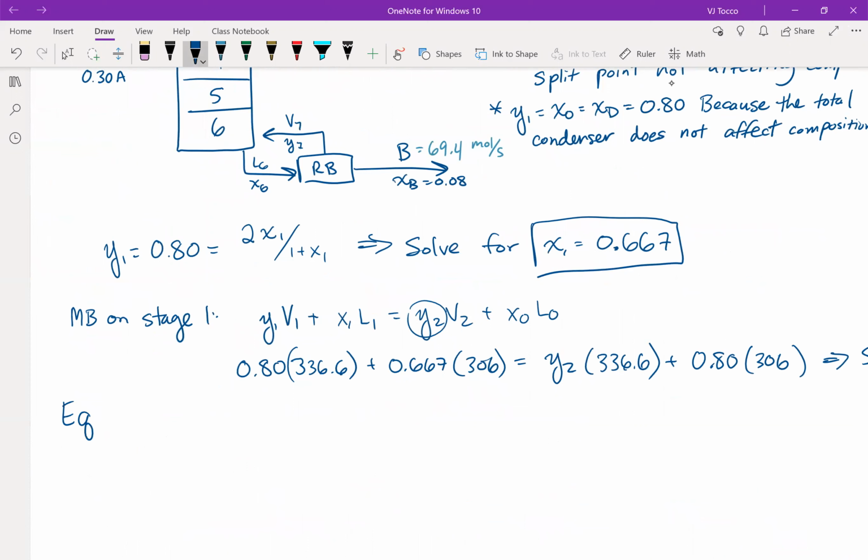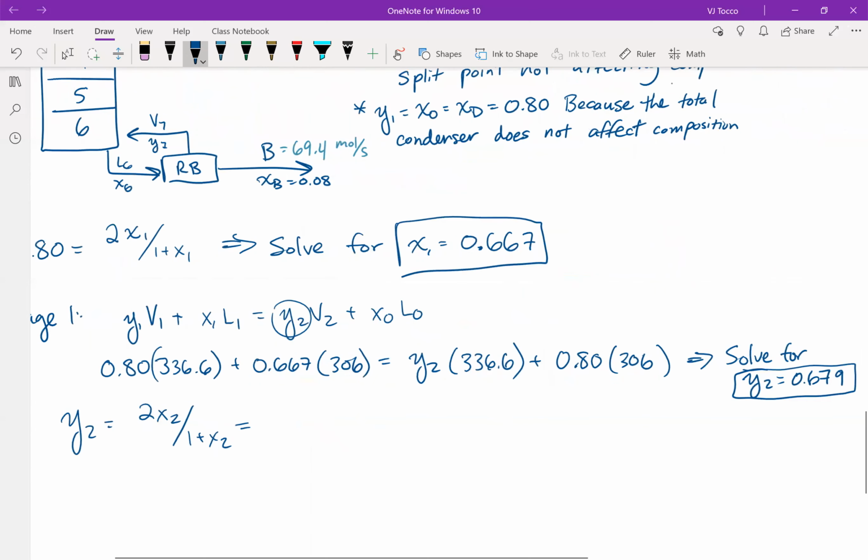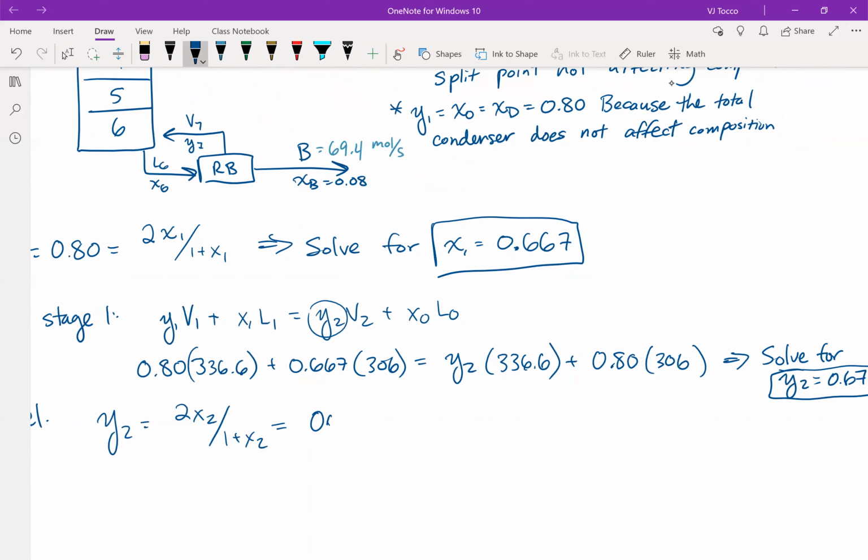So equilibrium relationship, Y2 is equal to 2 times X2 over 1 plus X2. And that is all equal to whatever I just said it was, 0.679. All right, solve this equation for X2. And you get 0.514.